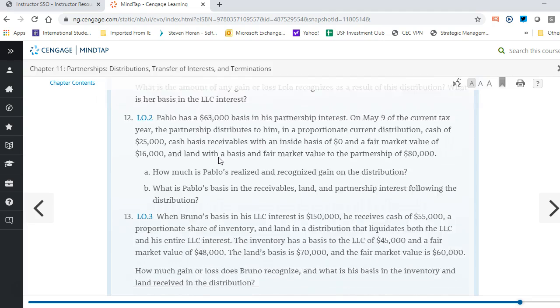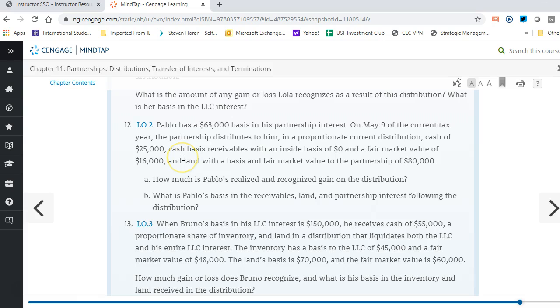For question 12, it says here that Pablo has 63,000 basis in his partnership interest on May 9 of the current tax year. The partnership distributes to him in a proportionate current distribution, cash of 25, receivables with an inside basis of 0 and a fair market value of 16, and land with a basis and fair market value of 80. How much is Pablo's realized and recognized gain on the distribution? And then what's his basis in receivables, land, and partnership interest following the distribution?